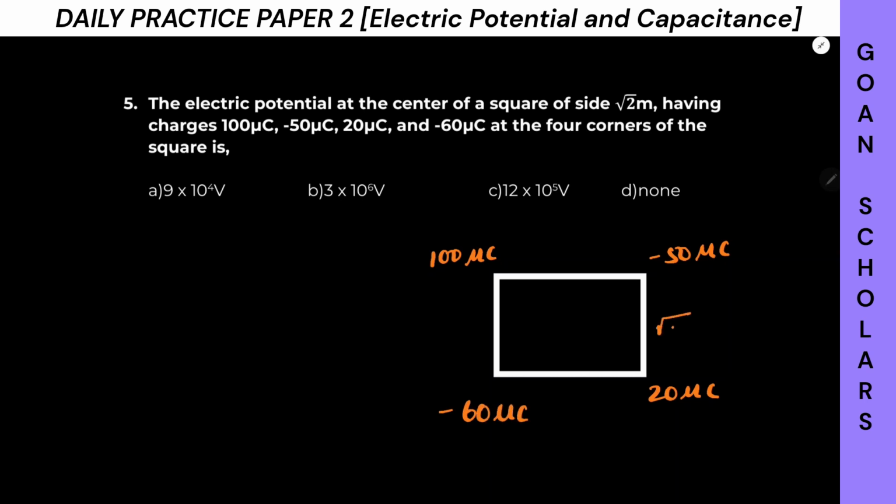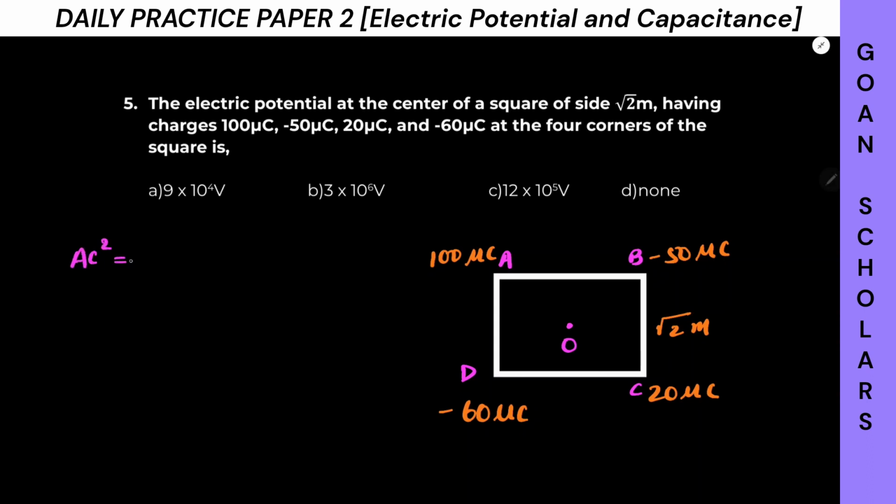And each side of the square is how much? Root 2 meters. Let me name it with a different color first. So this is our A, this is B, this is C, this is D. Now they are asking about the center at O. So we have to find potential at O. So first we will find AC.